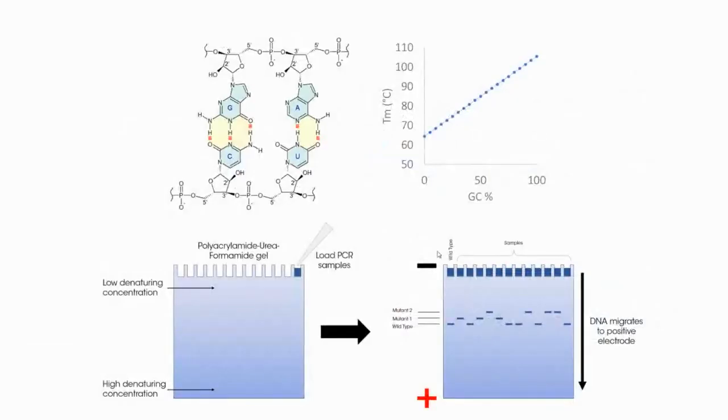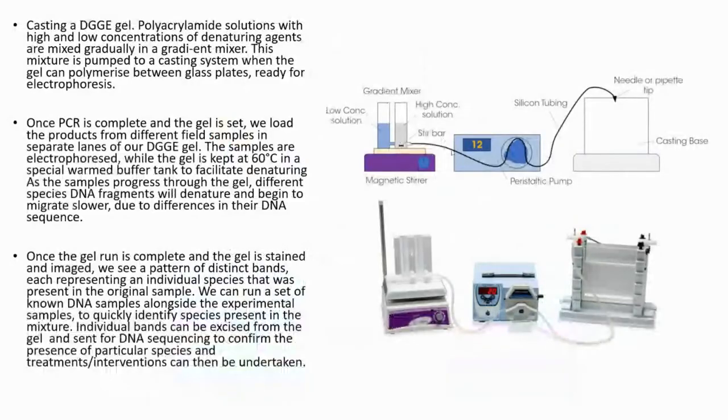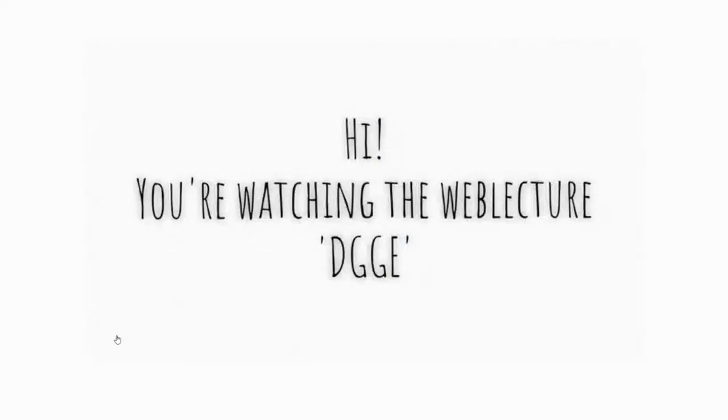This is just to show the DGGE gel and how they make the DGGE gel. You have the high concentration solution and the low concentration solution, which go through this peristaltic pump and then into the gel, and that gives you this increasing concentration of denaturant in the DGGE gel. So let's watch this briefly.